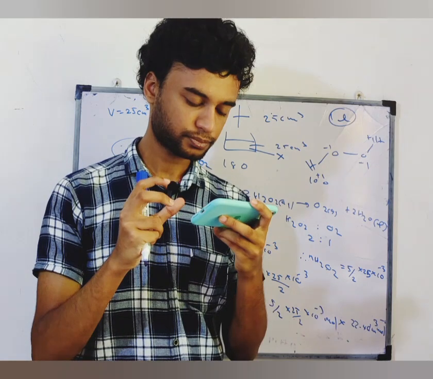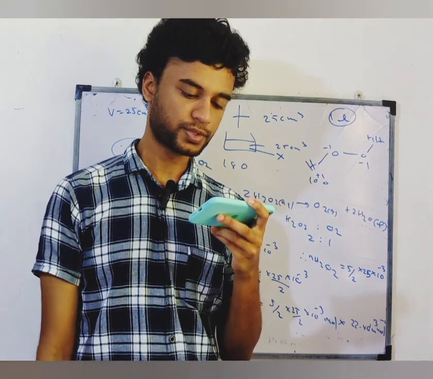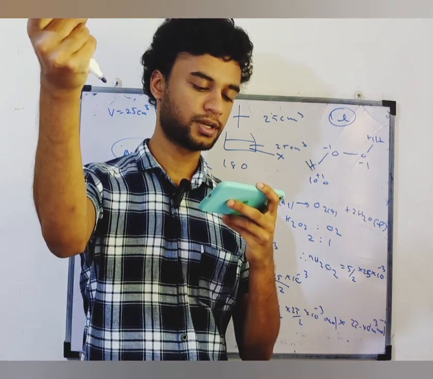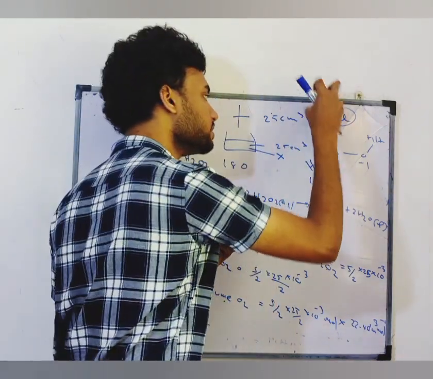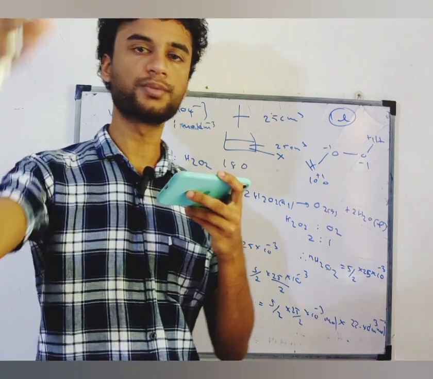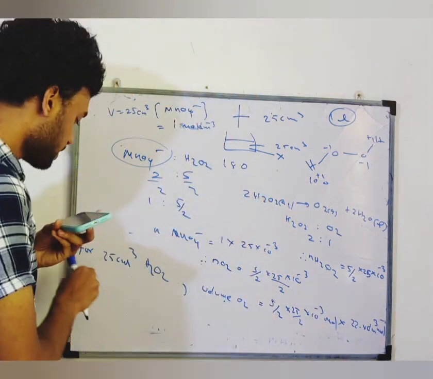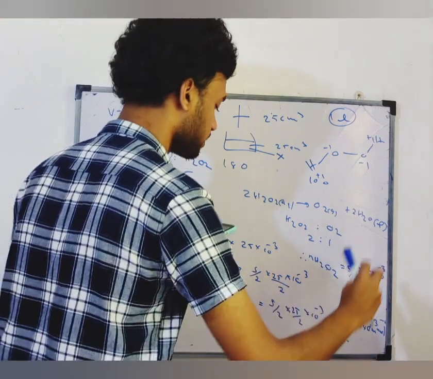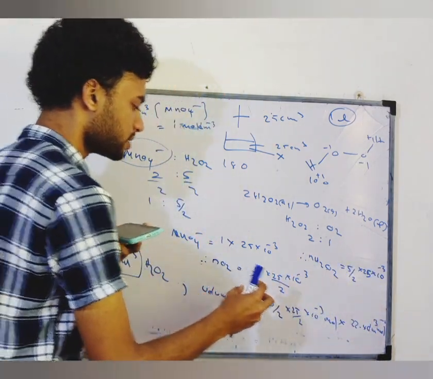H2O2 of 20 volume strength will produce 20 liters of oxygen. At least we have to consider 1 liter of H2O2 when you consider volume strength. Now here we have seen 25 centimeter cube, the liters of oxygen formed. Decimeter cube means liters.